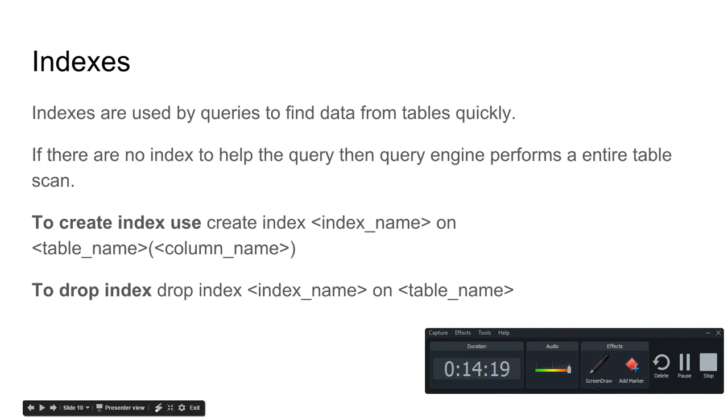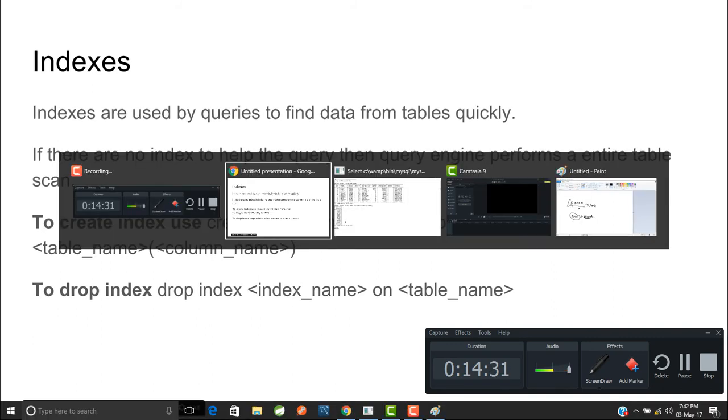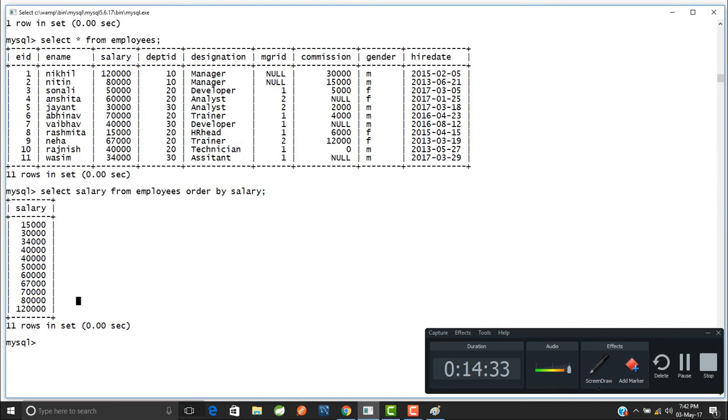If you have to create an index, what command do you use? You use the command CREATE INDEX, then the name of the index and the table name, and then the column name on which you are creating the index. For example, if I go to my database and this is my employees table, I want to create an index. So what will I say? I will say create index. Suppose the name of the index is index2.